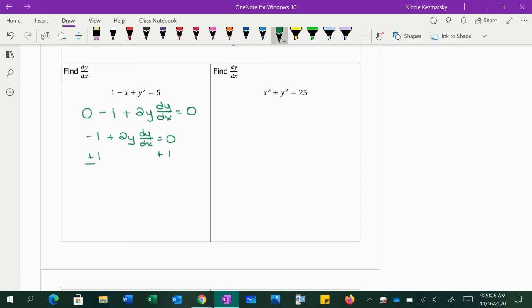And I'm just going to algebraically isolate the dy/dx. So I'm going to add 1 to get 2y dy/dx equals 1. And then the 2y is multiplying, so I'm going to divide. So divide by 2y and get dy/dx equals 1 over 2y. Okay, dy/dx is isolated, and so we've solved the problem.